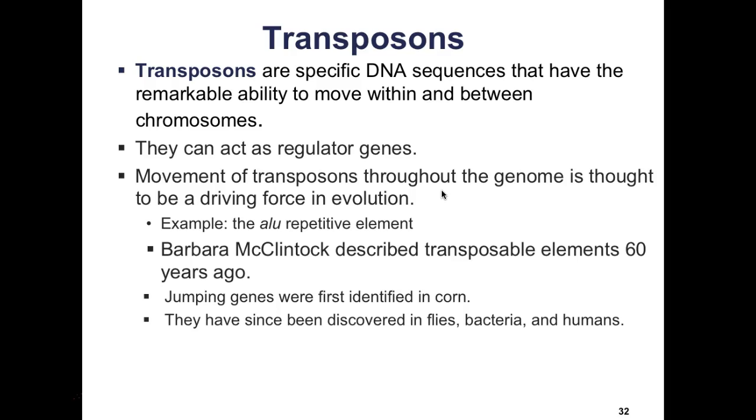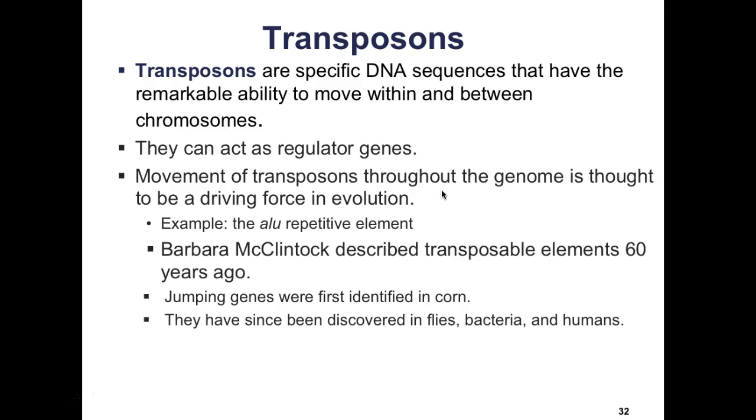Transposons are specific DNA sequences that have the remarkable ability to move within and between chromosomes. Basically, what they can do is they can act as regulator genes. We looked at that in the last chapter. The movement of transposons throughout the genome is thought to be a driving force in evolution, which is our next unit. The ALU repetitive element would be an example of that.